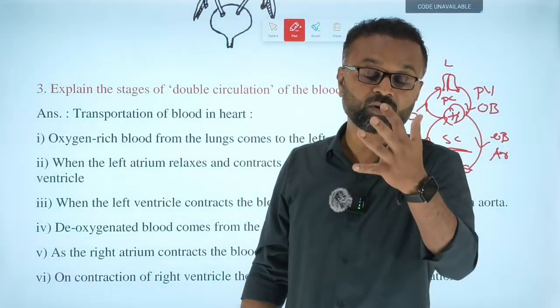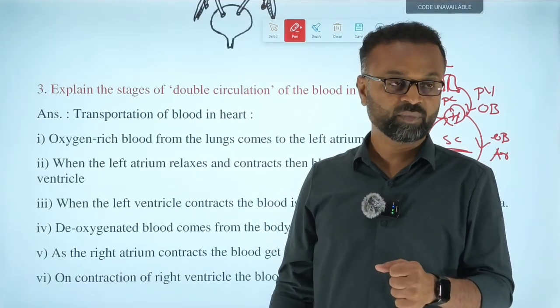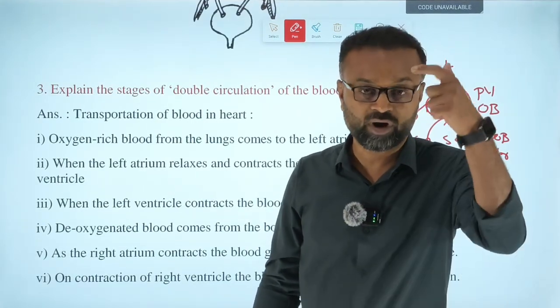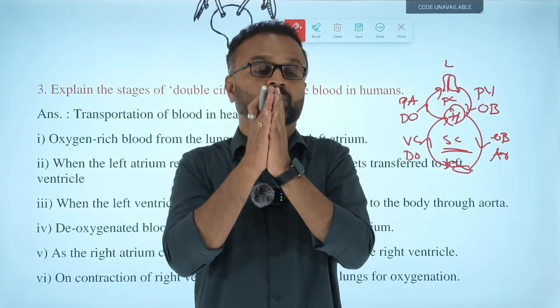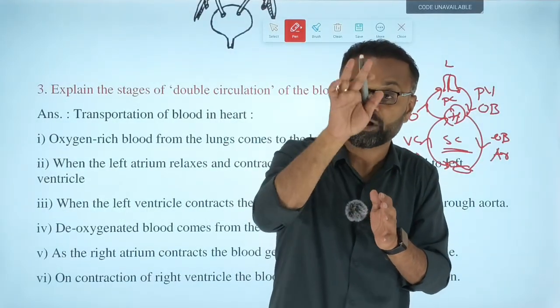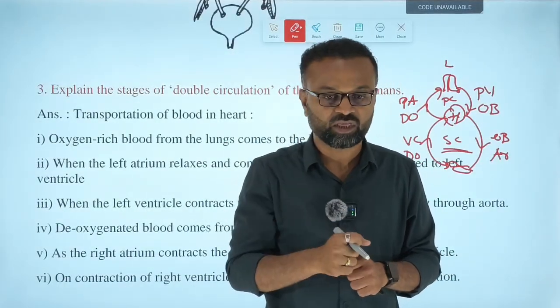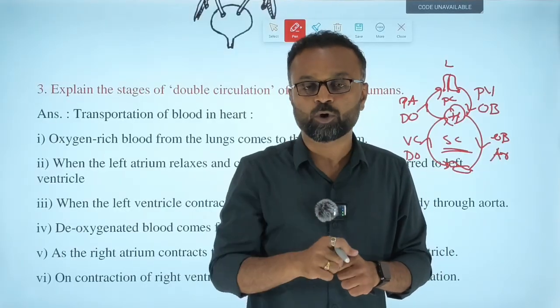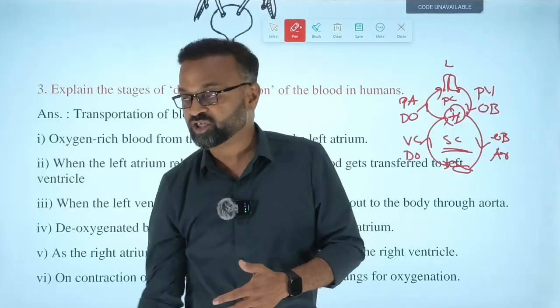Sometimes they'll ask what is the need of separation of the oxygenated and deoxygenated blood. Why are birds and mammals called warm-blooded animals? See, mammals and birds need more energy to maintain a constant body temperature. They are in high demand of energy because they need to maintain constant body temperature. That's the reason they are called warm-blooded animals, irrespective of the temperature outside.